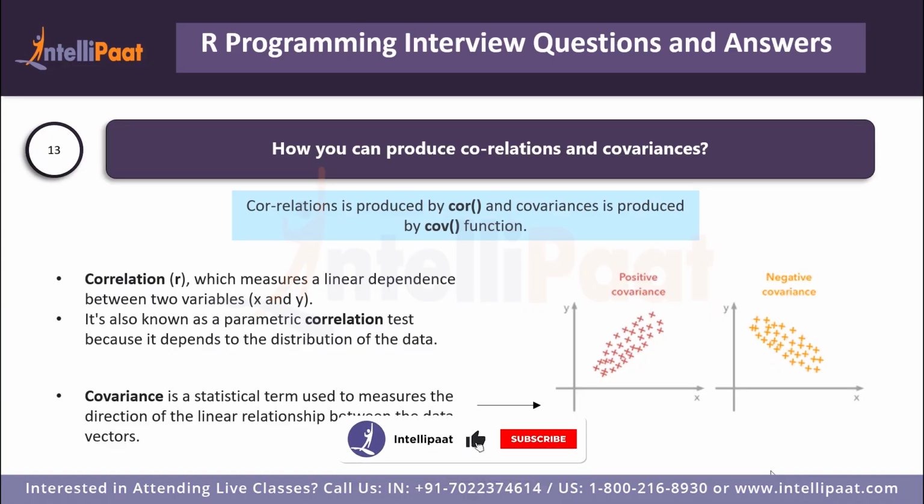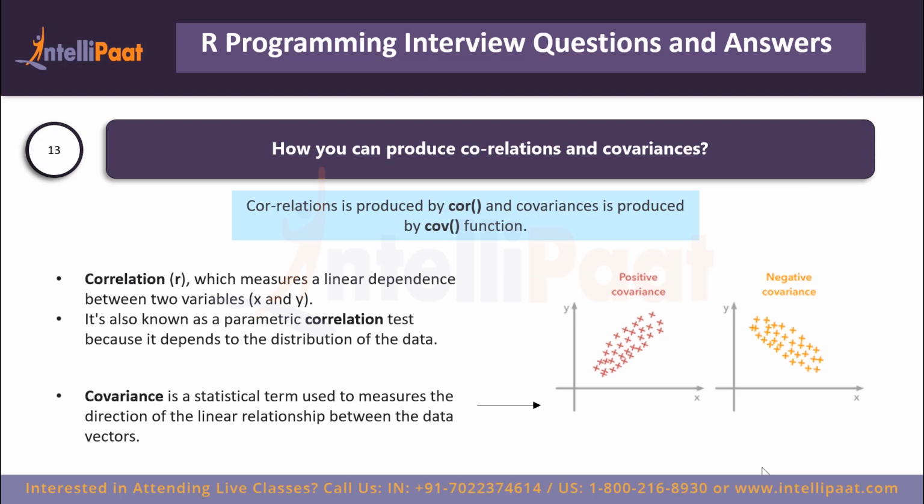And talking more about covariance, it is actually the measure of the joint variability of the two random variables. And here the sign of covariance therefore shows the tendency in the linear relationship between the variables. So in positive covariance, you can see the mean values of the data set are increasing positively, while in negative covariance, they are decreasing gradually. So this is about the correlation and the covariances. And now we'll move on to the next question.